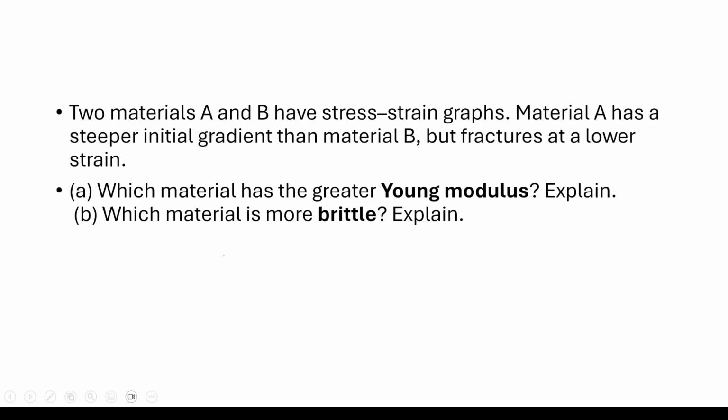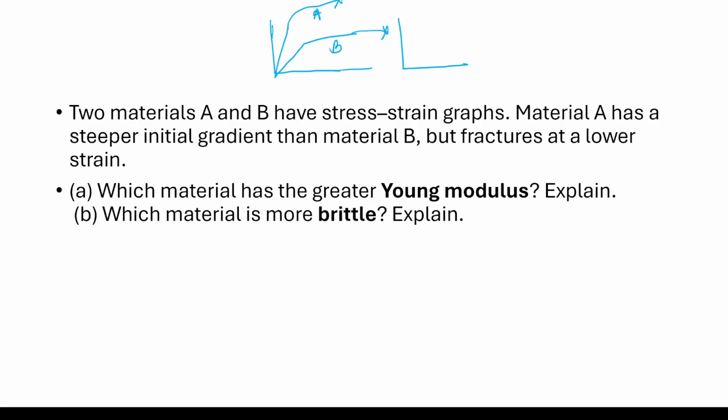Right, now let's just see. This could be your exam question, so understand what it's trying to say. Two materials have stress and strain graphs. Material A has a steeper initial gradient, so I'm just trying to draw here. A and B, let's just draw here. A has a steeper initial gradient, and B fractures at a lower strain. So let's say this one fractures later. So this is A and this is B. So this one fractures here and this one fractures here.